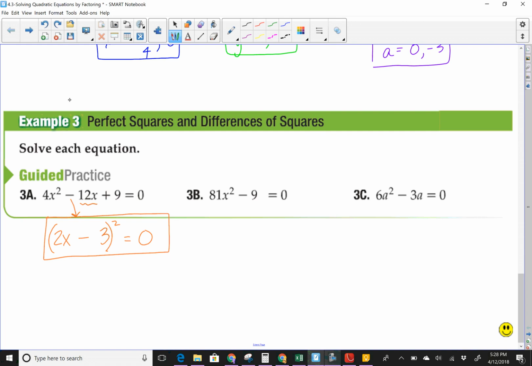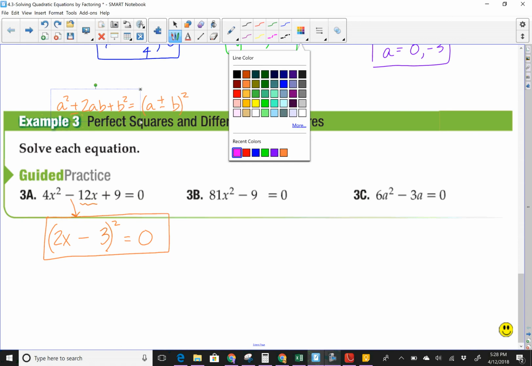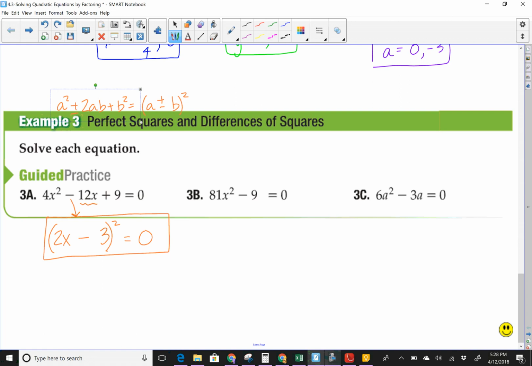Our perfect square trinomials, just to refresh your memory, that was a squared plus or minus 2ab plus b squared. And that gave us a plus or minus b quantity squared. Okay, and the next one that we have, the difference of two squares, looks like a squared minus b squared, and that gives us our two conjugates, a minus b times a plus b.